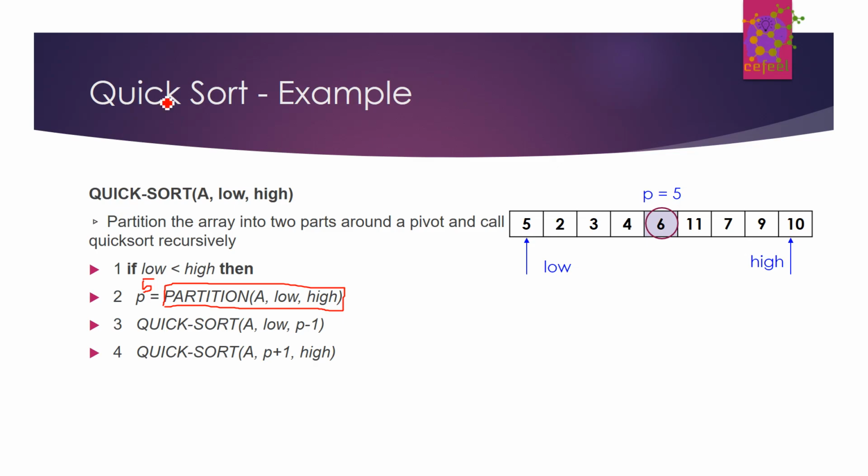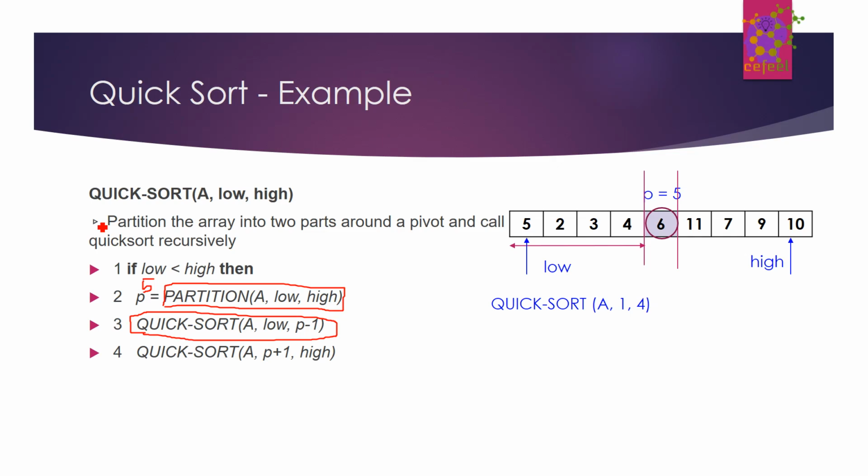What step 3 does is it calls the same algorithm, quick sort, with low and then one element less than the pivot, p minus 1. Just to indicate what happens after step 2: the element at the pivot, which means p equals 5, that is element 6, is now in its sorted position. But we now have two arrays, the left array and the right array.